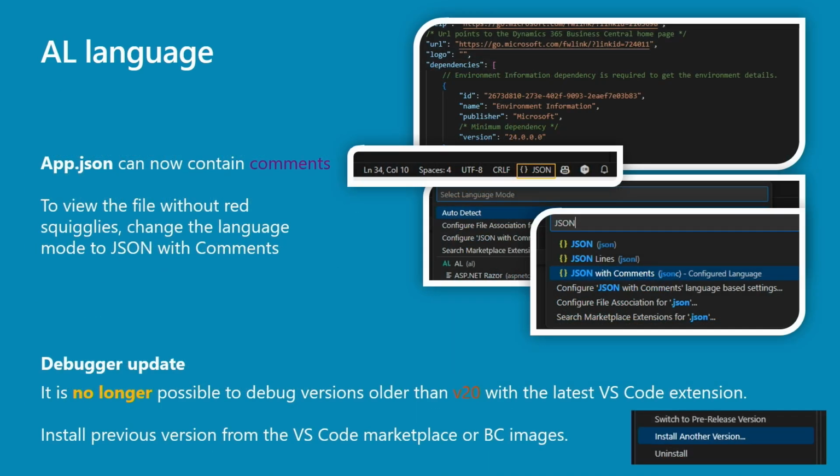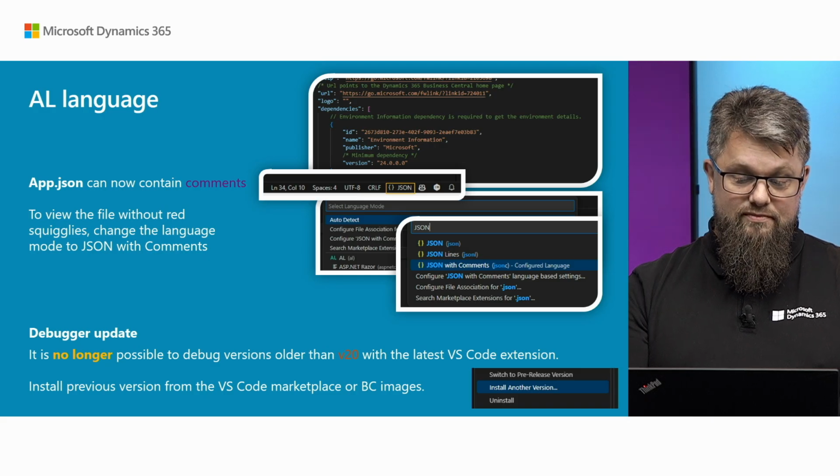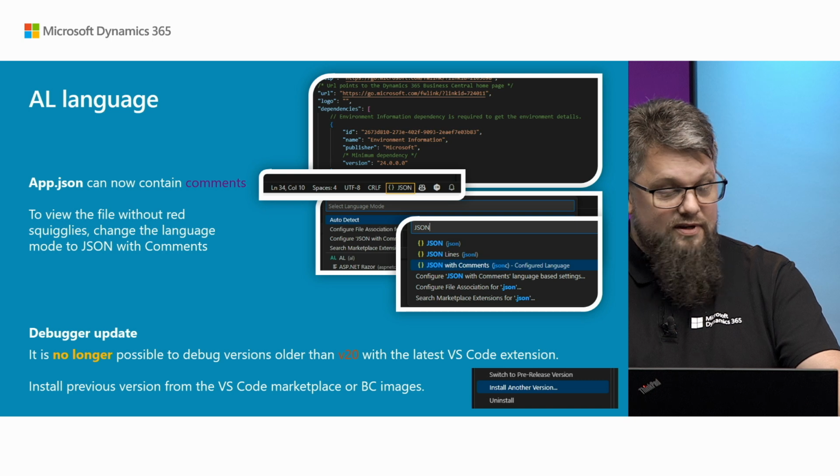We recognized a need for the app.json to contain comments. So now you can change the language mode on your app.json file to JSON with comments and add your own notes. I'll end here with an important update.